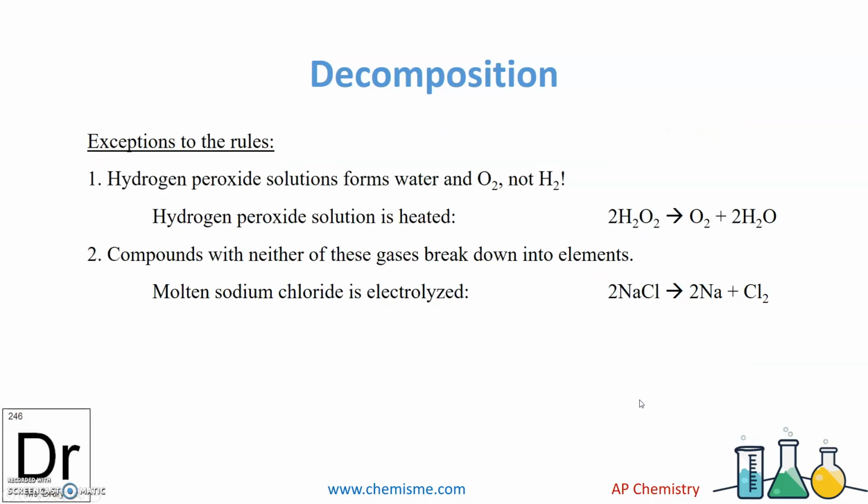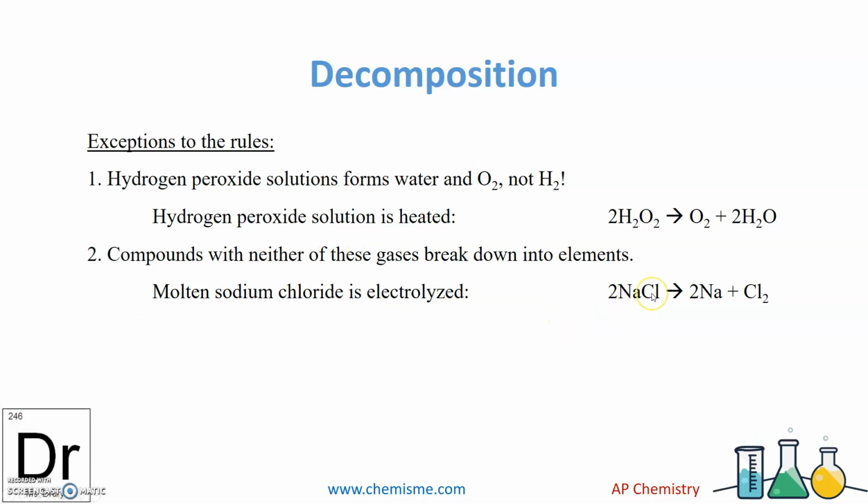Exceptions to the rules is if you have hydrogen peroxide, which is the stuff in the brown bottle that you might use to disinfect wounds, that has to break down into water and oxygen. So you're removing your oxygen, but not all of the oxygen, just one particle of it. It's really weird, so we usually just memorize it when we do a lab with it at the end of the year. And compounds with neither of these gases, if you can't take out any of those 4 gases, that means they're just going to break apart.